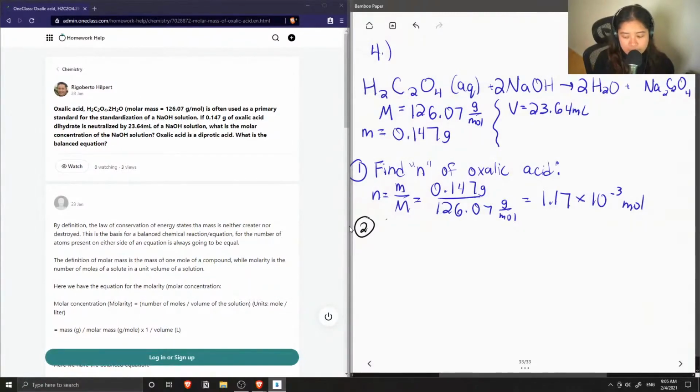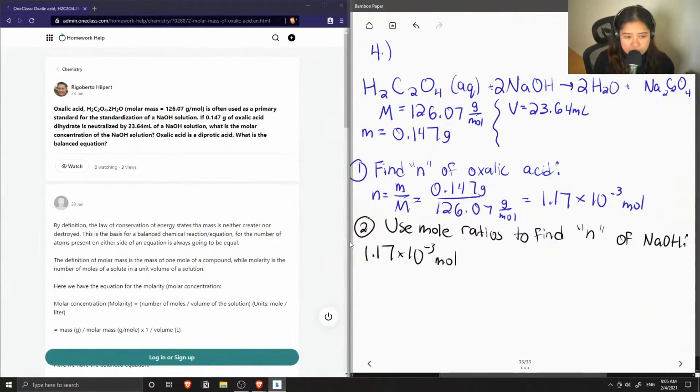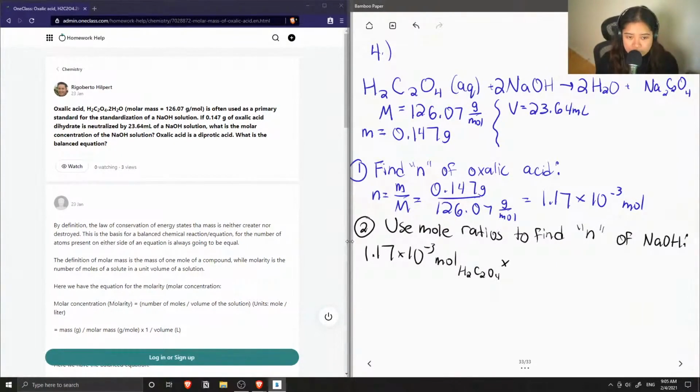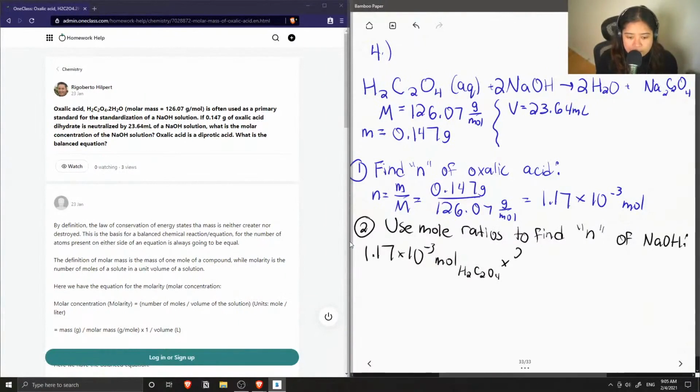Okay, so step 2 is to use mole ratios to find the number of moles of sodium hydroxide. So we know that we have 1.17 times 10 to the negative 3 moles of oxalic acid. And to find the number of moles of sodium hydroxide, we need to multiply by the molar ratios. So we can find this by looking at our balanced equation, and we can see that 2 moles of sodium hydroxide are needed to react with 1 mole of the oxalic acid.